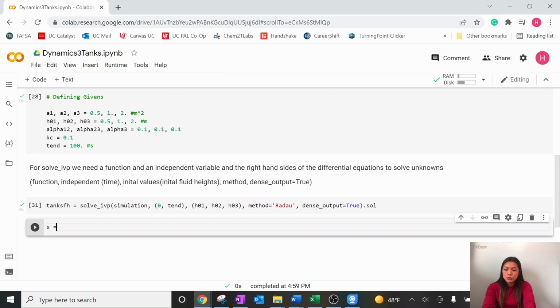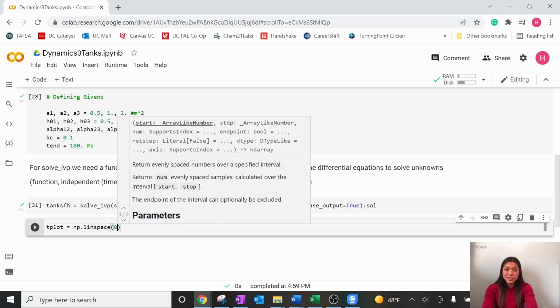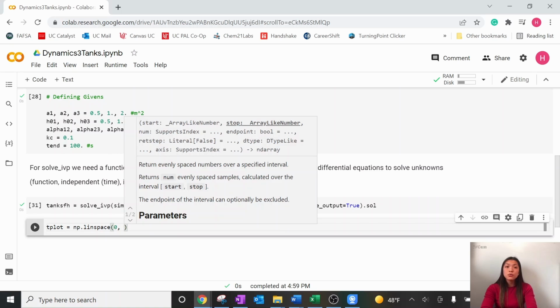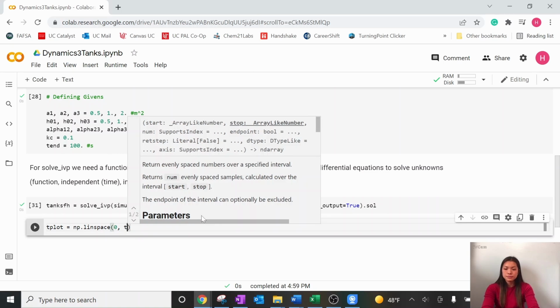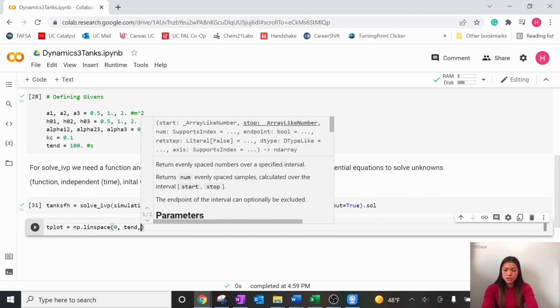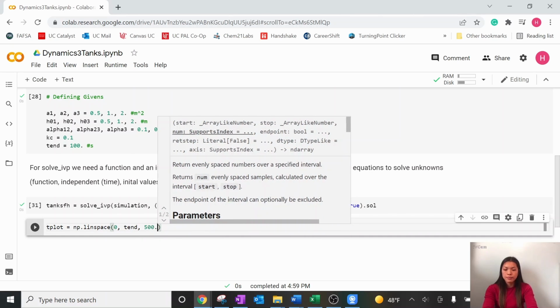So the x values are going to be the time, and so we can call that t-plot. These are the times that we're going to use to plot the simulation. And so we're going to use np.linspace. What this is going to do is create a bunch of values from a start value that we give to an end value that we give, all linearly spaced. The start value, we want it to start at 0 seconds, and we want it to run for a specified amount of time, which we defined up here as t end. And let's just say we want 500 values in between.